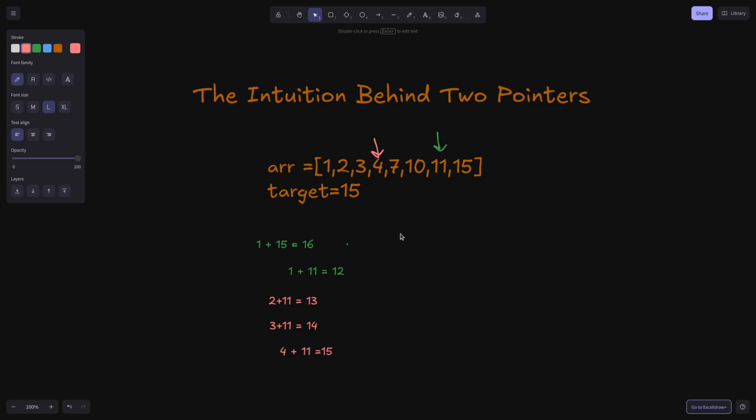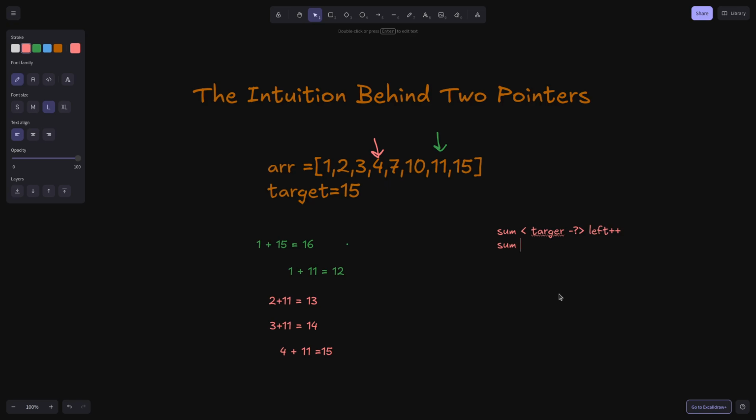Let's see, in very few comparisons we get the value, because the intuition is the array is sorted, the smallest is on the left and the biggest is on the right. So we just have to remember one thing, that if the sum is less than the target, then left plus plus, that is, we have to move the left pointer.